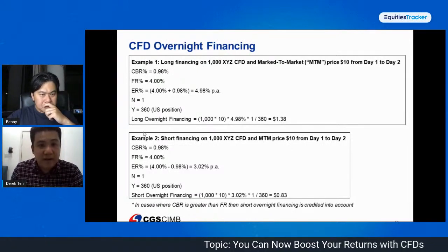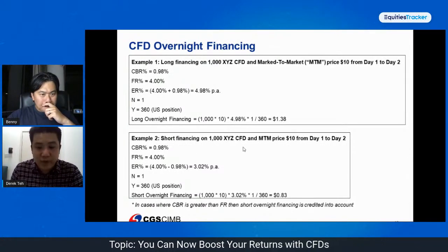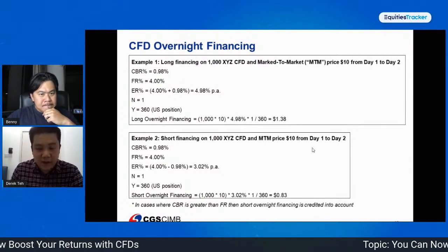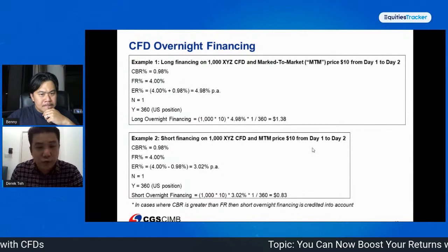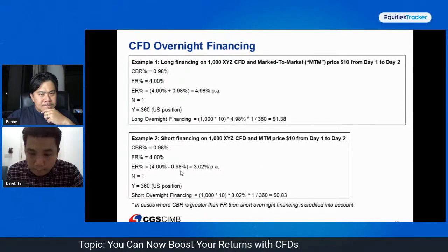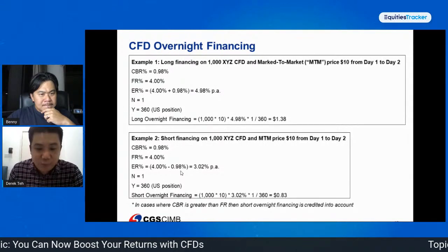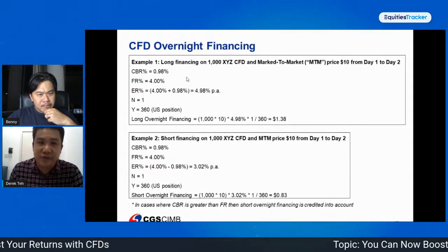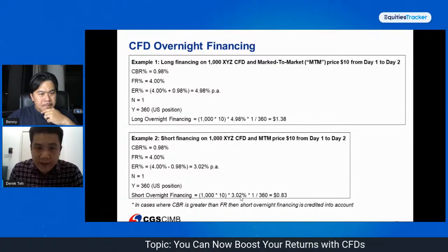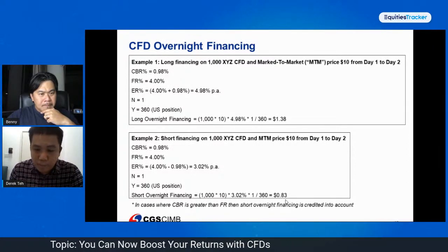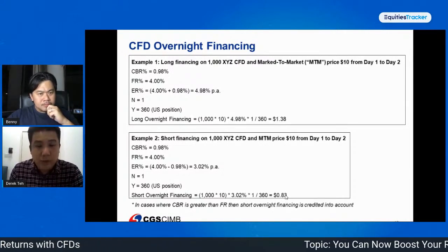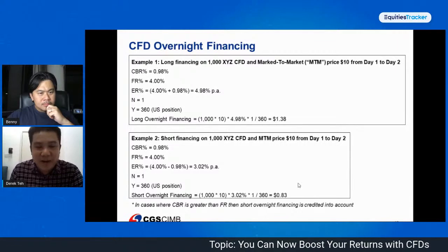This shows a short financing on 1,000 units of XYZ CFD, and for the mark to market price, we use the same $10 from day 1 to day 2. For a short position, it will be the financing spread minus the base rate, which is different from the long position. So in the end, for the short, it's 83 cents overnight financing.